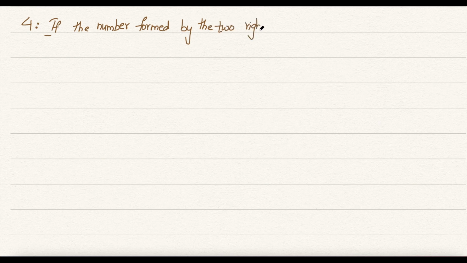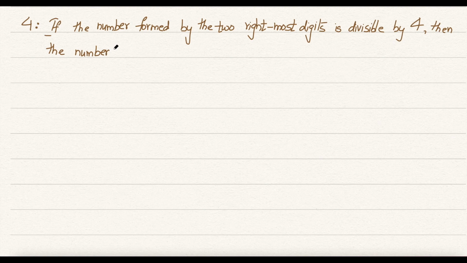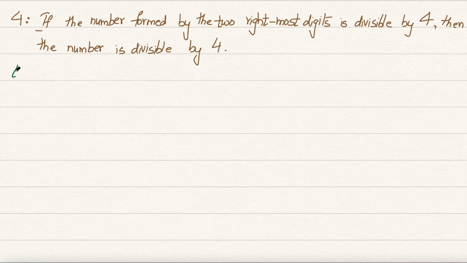The next number that we will look at is the number 4. How will we determine if any given number is divisible by 4? If the number formed by the two rightmost digits, that means the units digit and the tens digit, is divisible by 4, then the entire number is divisible by 4. Let's do an example.